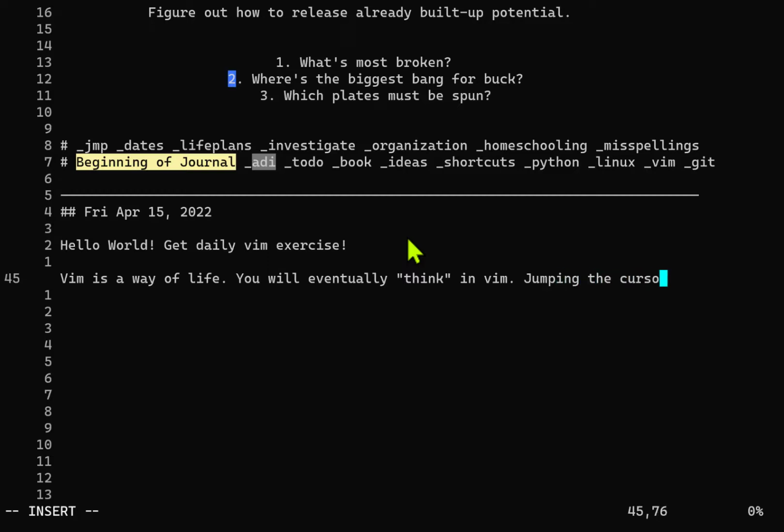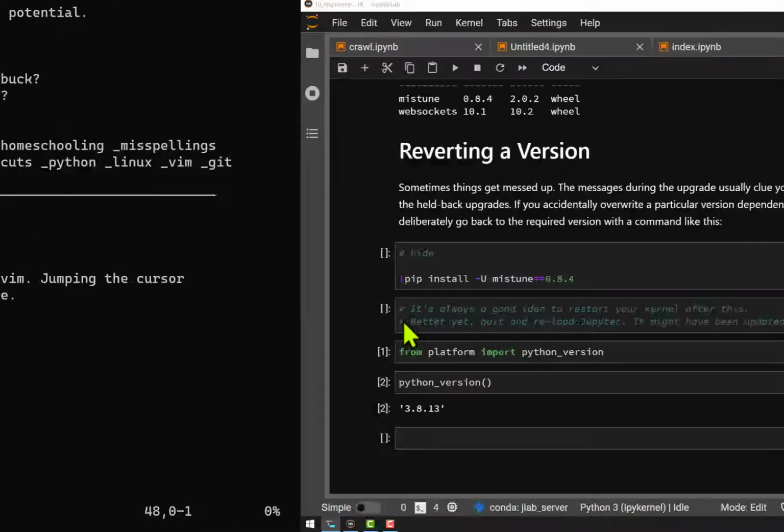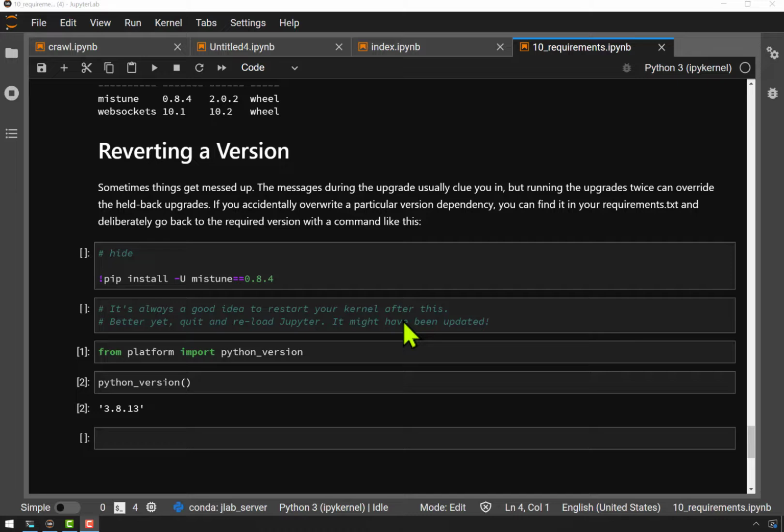Jumping the cursor around, navigating, and going in and out of insert mode, and other happy things. The most common mistake will be getting stray I's in there accidentally, because you get yourself into insert mode when you're already in insert mode. It's those I's. So that's a signature of a Vim user who is being sloppy.